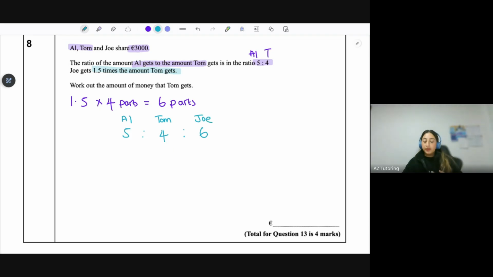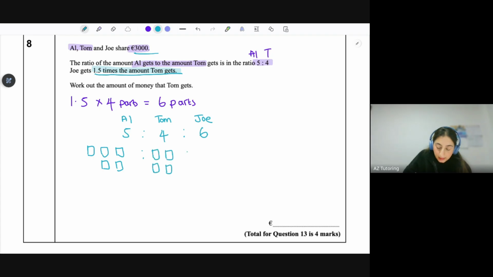That's the only extra step that the question needs. They haven't given you the ratio of Joe. You need to work out what the ratio is using what they've said to you. So again, they're sharing €3,000. We can see Al gets 5 parts: 1, 2, 3, 4, 5. Tom gets 4, and Joe gets 6. So you can visually see how many parts they get.